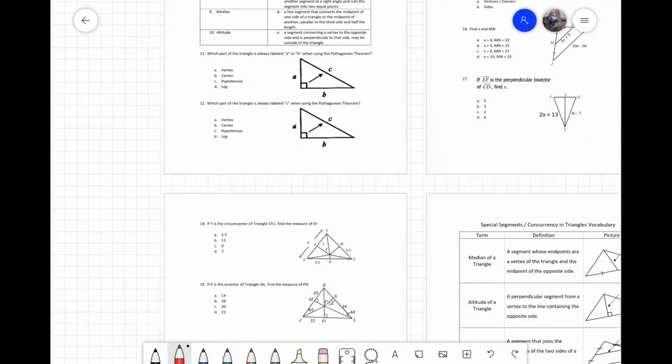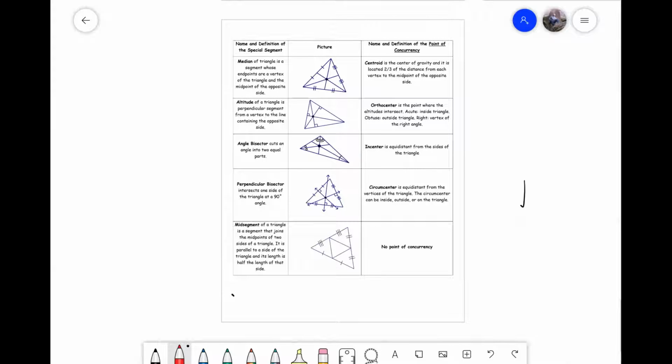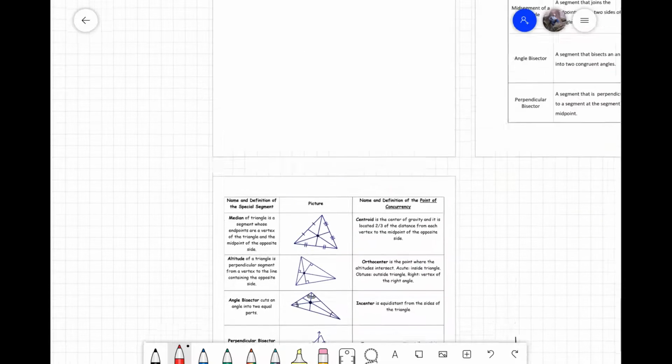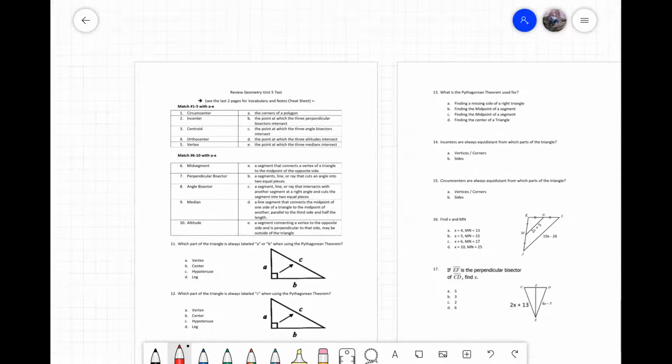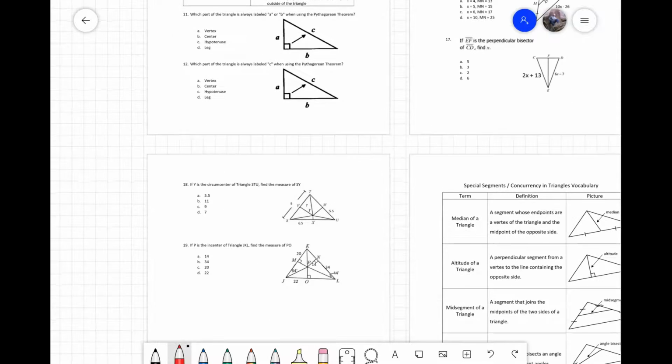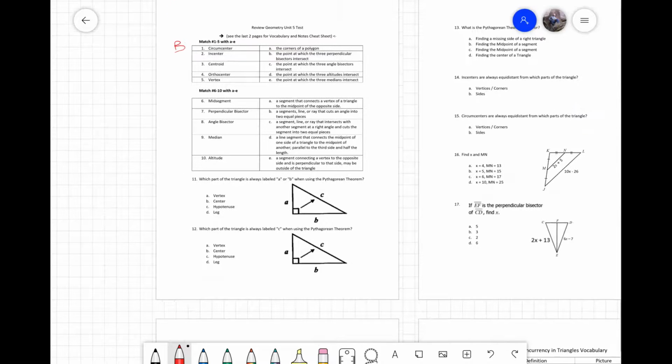Okay, number 1, what is a circumcenter? So we look at our notes on the back. Okay, so we look, a circumcenter is made with perpendicular bisectors. So for circumcenter, perpendicular bisectors, one's going to be B, right? Now 2, for incenter, an incenter is made from angle bisectors. So that would be letter C.